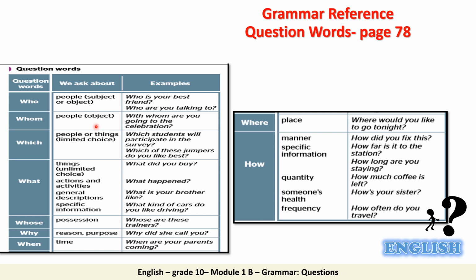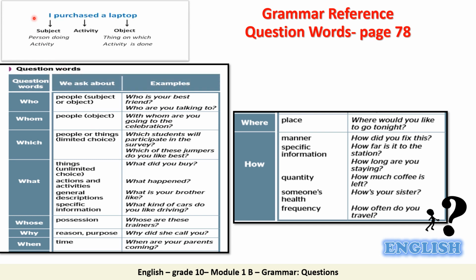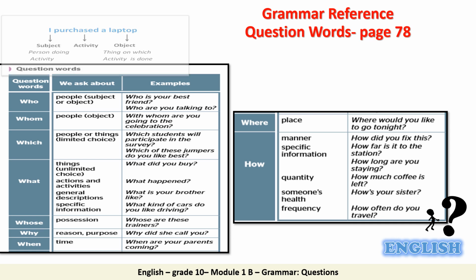And what's the difference between a subject and an object? Let's check this example together. I purchased a laptop. I is the subject since he is the person doing the activity, whereas laptop is the object since it is the thing on which the activity is done. It is worth mentioning that the subject usually comes before the verb and the object comes after the verb.